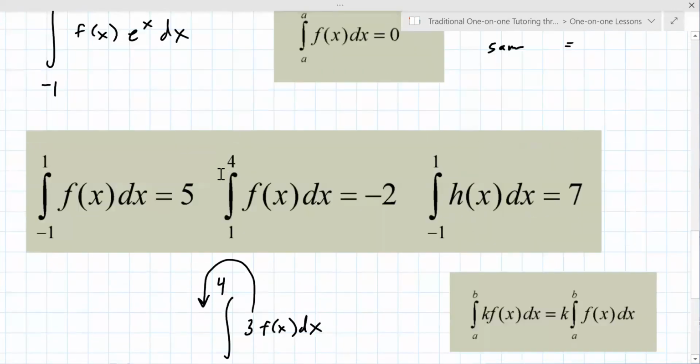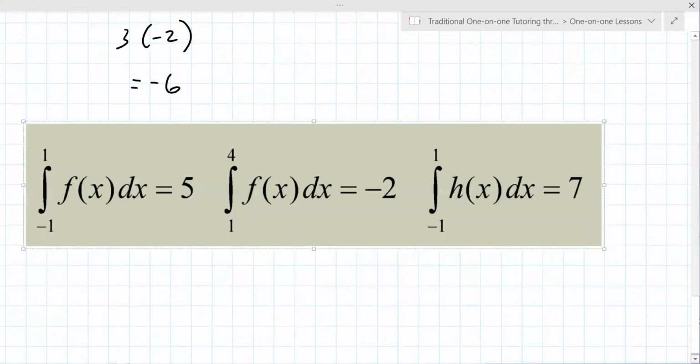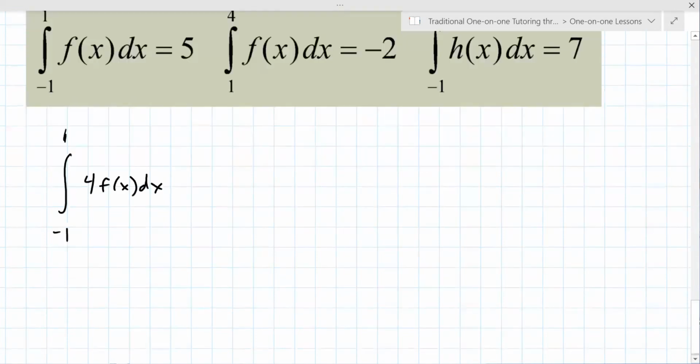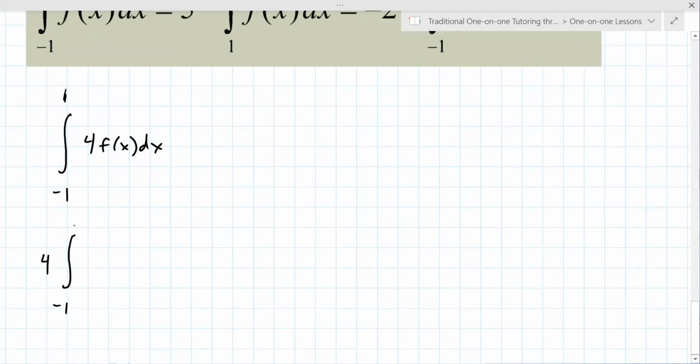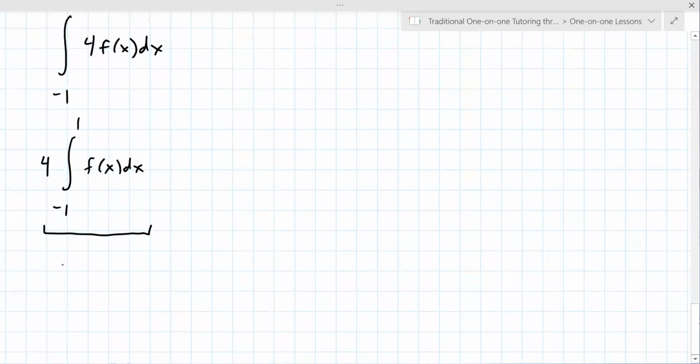Okay. Let's do 3 more examples from this. So you just take whatever that number is, and you multiply your final answer by it. Okay, so let's say I want the integral from -1 to 1 for f of x dx. So you take the 4 out, and you write 4 integral -1 to 1 f of x dx. And what is this part equal to without the 4? 5. 5, so it's 4 times 5. So 20. Oh, okay.